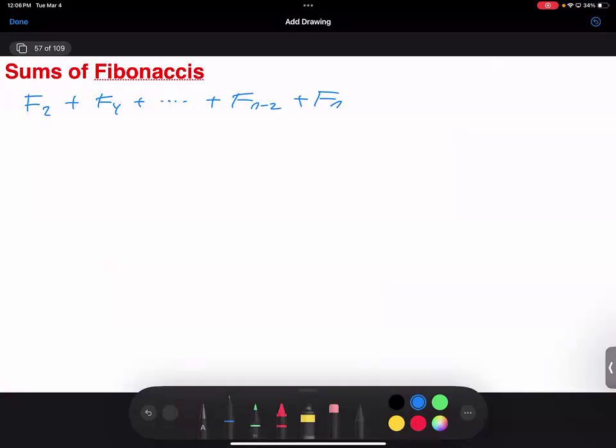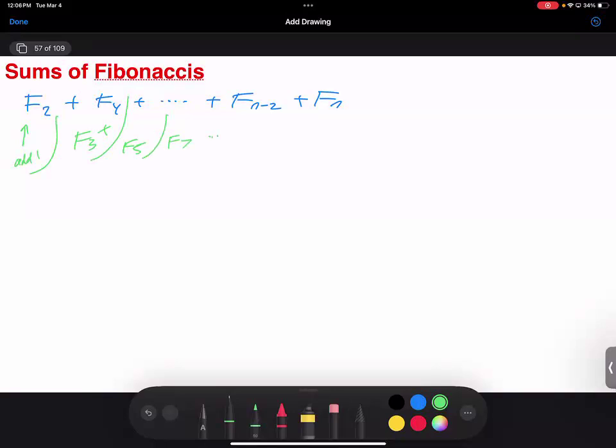What does F2 want to be added to? F3 is one possibility. What's the other possibility? F1. So if we add F1 to F2, what do we get? F3. And now F3 plus F4 gives us F5. We have an F6 over here, so that will give us F7.